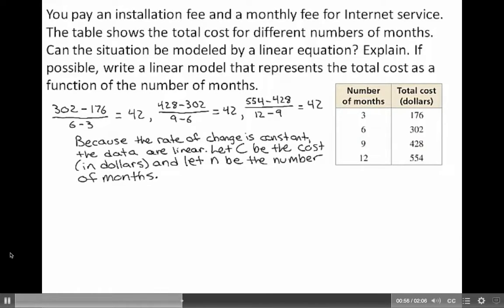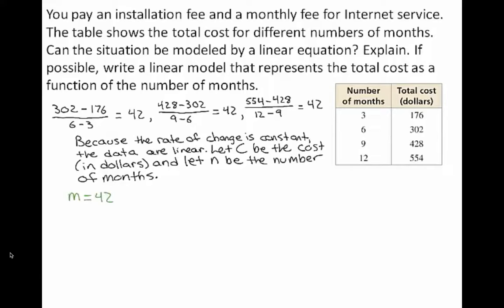In dollars, and let N be the number of months. Note that the constant rate of change is the slope. Use the slope M, which equals 42, and a data pair in the table, to write an equation that represents the data. Use the point 3, 176. Write an equation that represents the data in point slope form. Point slope form is given by C minus C1 equals M times the quantity N minus N1.